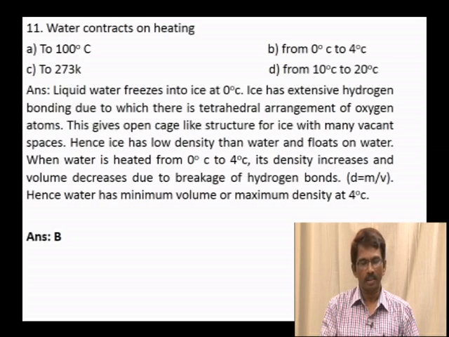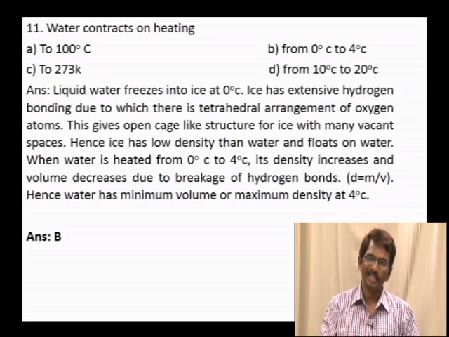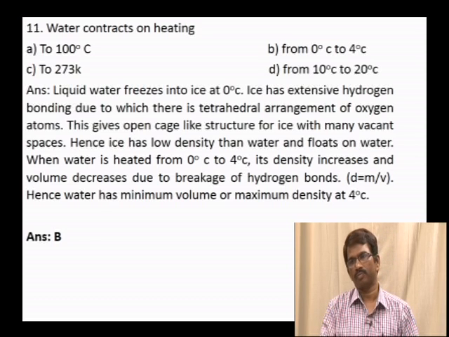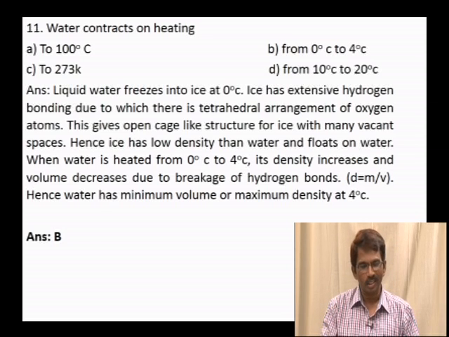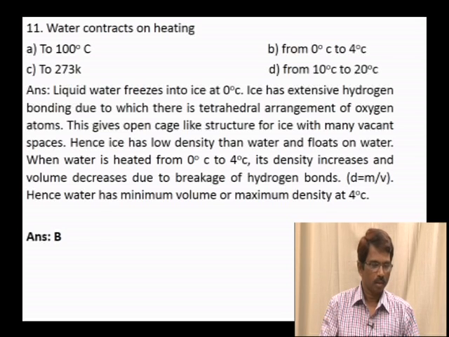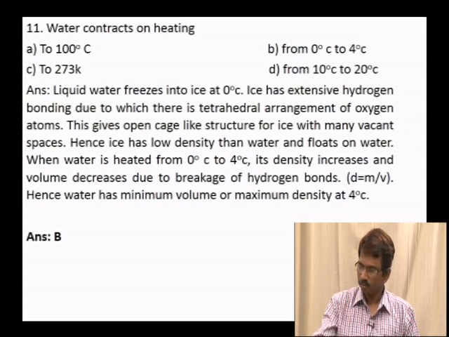However, this effect is observed up to 4 degree centigrade, and beyond 4 degree centigrade the normal increase or expansion due to heating effect would dominate over the decrease in volume caused because of the breakage of hydrogen bonds, and therefore at 4 degree centigrade water will have what is called minimum volume or maximum density, and therefore the correct option for question number 11 is option B.